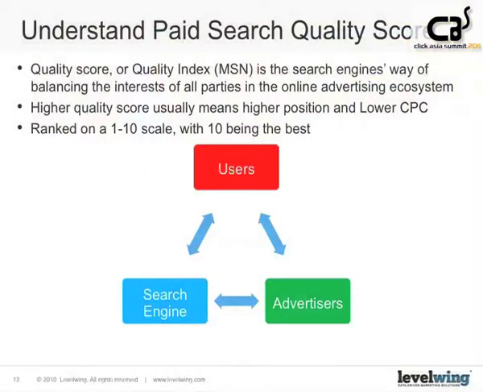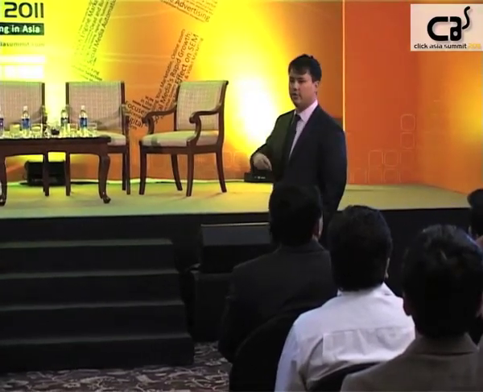A higher quality score typically means that you're going to pay a lower CPC and you're going to enjoy a higher position in the ad ranking. And quality score is measured in quality index on a scale of 1 to 10, 10 being the highest, 1 being the lowest.